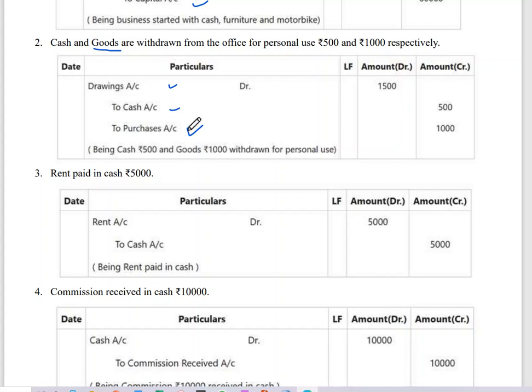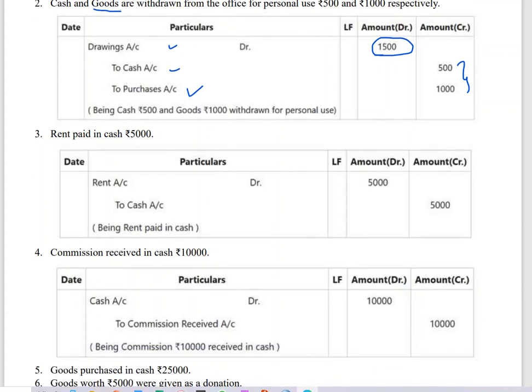So here we have to write an entry like drawings account debtors to, and the debited amount is the combination of both amounts. Add the 500 rupees and 1000 rupees which he has drawn in the form of cash and goods. That we have to write, and the narration is: cash 500 and goods of 1000 withdrawn for personal use. You can write the narration in your own words, not necessarily as whatever they have mentioned here.